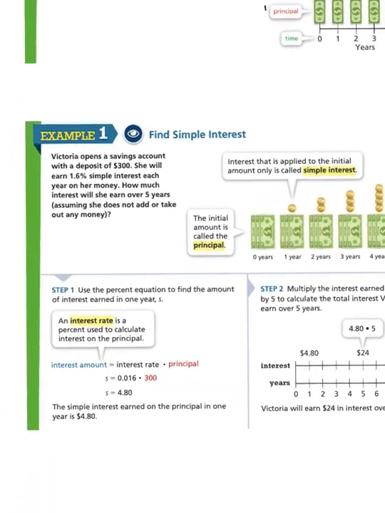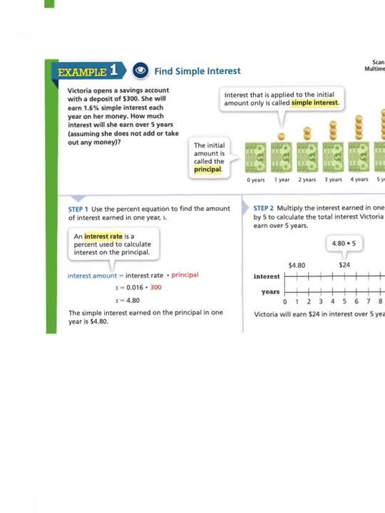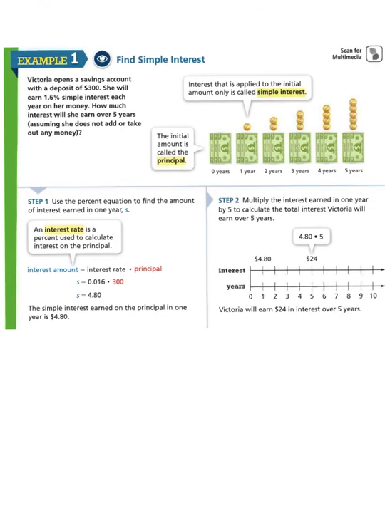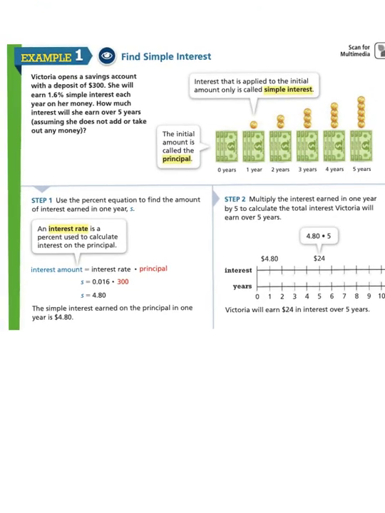So we're going to look at a couple problems. Let's look at example 1 to start. Example 1 says, find the simple interest. Victoria opens a savings account with a deposit of $300. She will earn 1.6% simple interest each year on her money. How much interest will she earn over 5 years, assuming she does not add or take any money out?